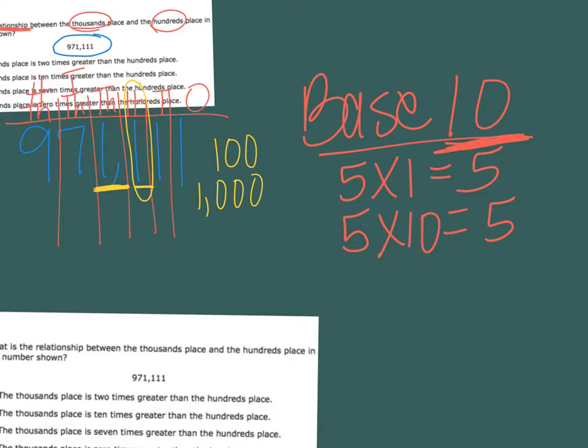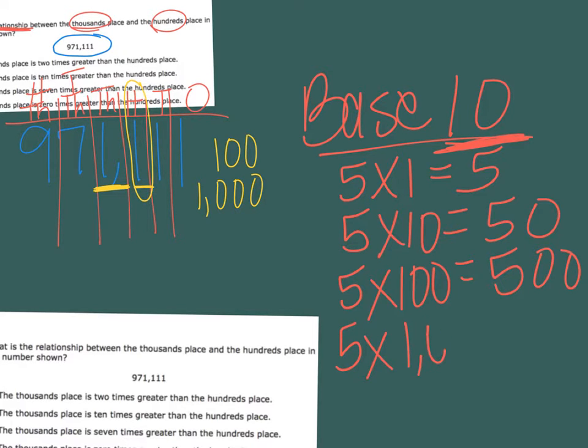Right, 50. Okay, then what is 5 times 100? Good, 500. Okay, then what if I said 5 times 1,000? That's right, 5,000. Look what's happening each time. I'm jumping by 10. So if I had 10 ones, makes a 10.